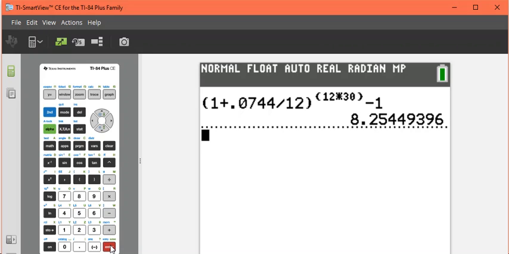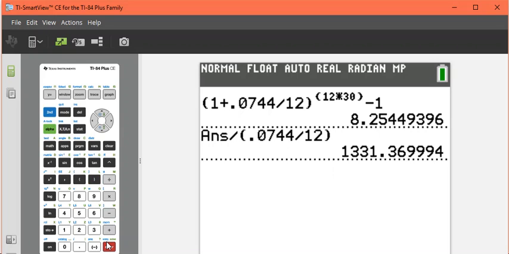So this is the numerator. We need to come back and divide this by r over m, so hit the division key. R over m has to be in parentheses or it won't come out correctly. So we're going to divide this, open parentheses, divide by r over m, close parentheses.